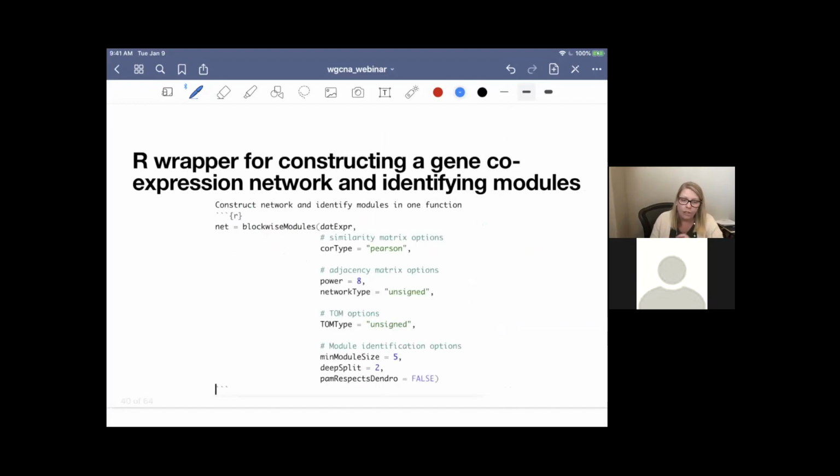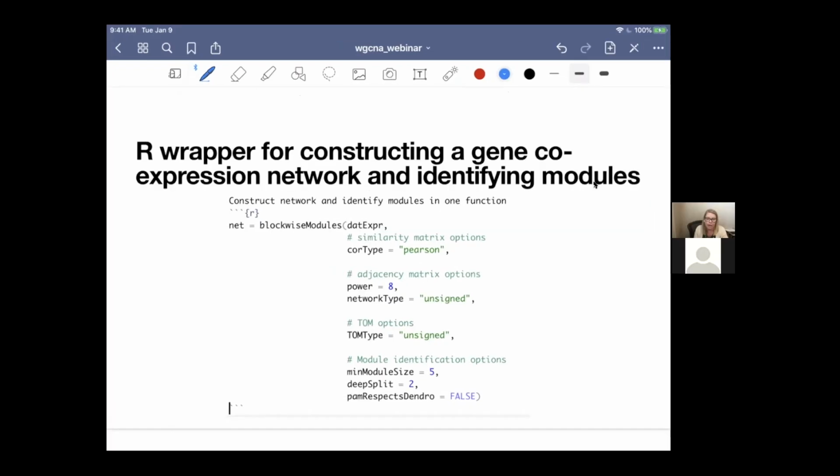And so I showed you step by step the R code for generating both this network and identifying modules. But the group with the WGCNA package have done a fantastic job of making it super easy to implement this analysis and have put a wrapper around all of those functions, if you're familiar with some of the terminology in R, so that we actually only have to do one line of code to get from our raw data to our modules.